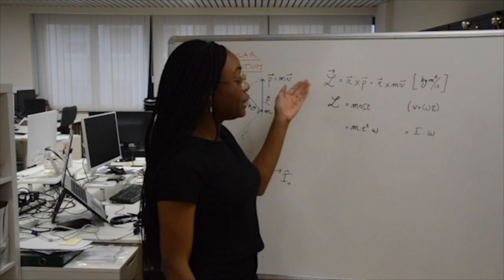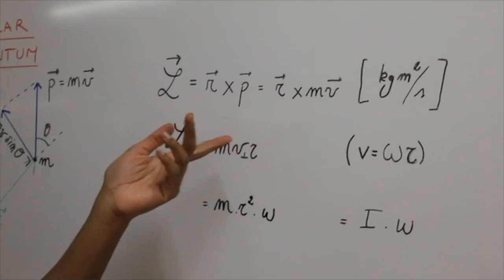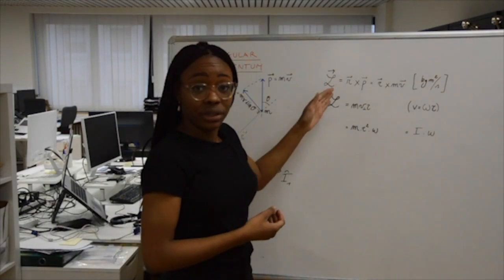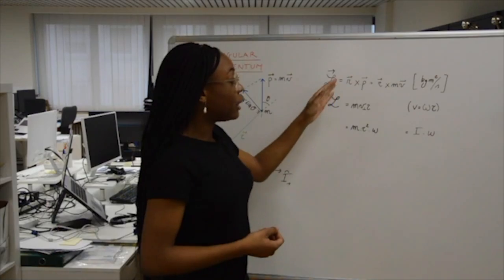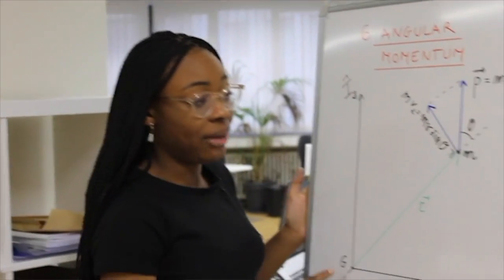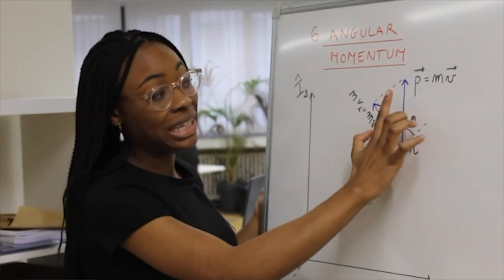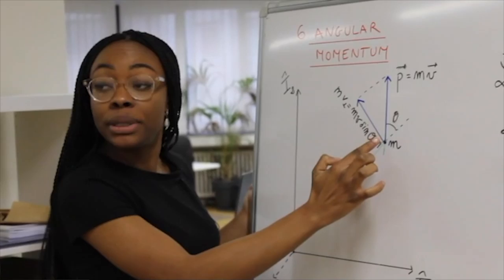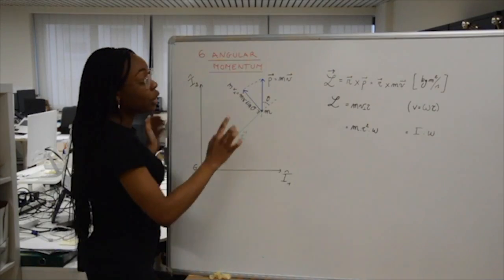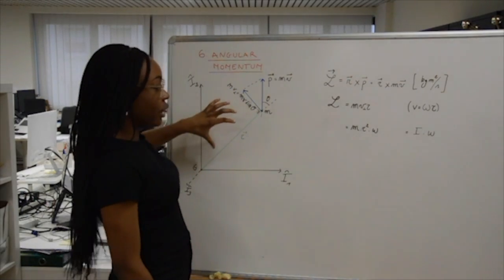The angular momentum equals the lever arm times the linear momentum. So the angular momentum is a vector, and since it's a cross product of the lever arm and the linear momentum, both need to be perpendicular to each other. So here we have the lever arm and we have the linear momentum. However, we see that this is not perpendicular to this. So we're only going to use the component that is perpendicular to the lever arm.